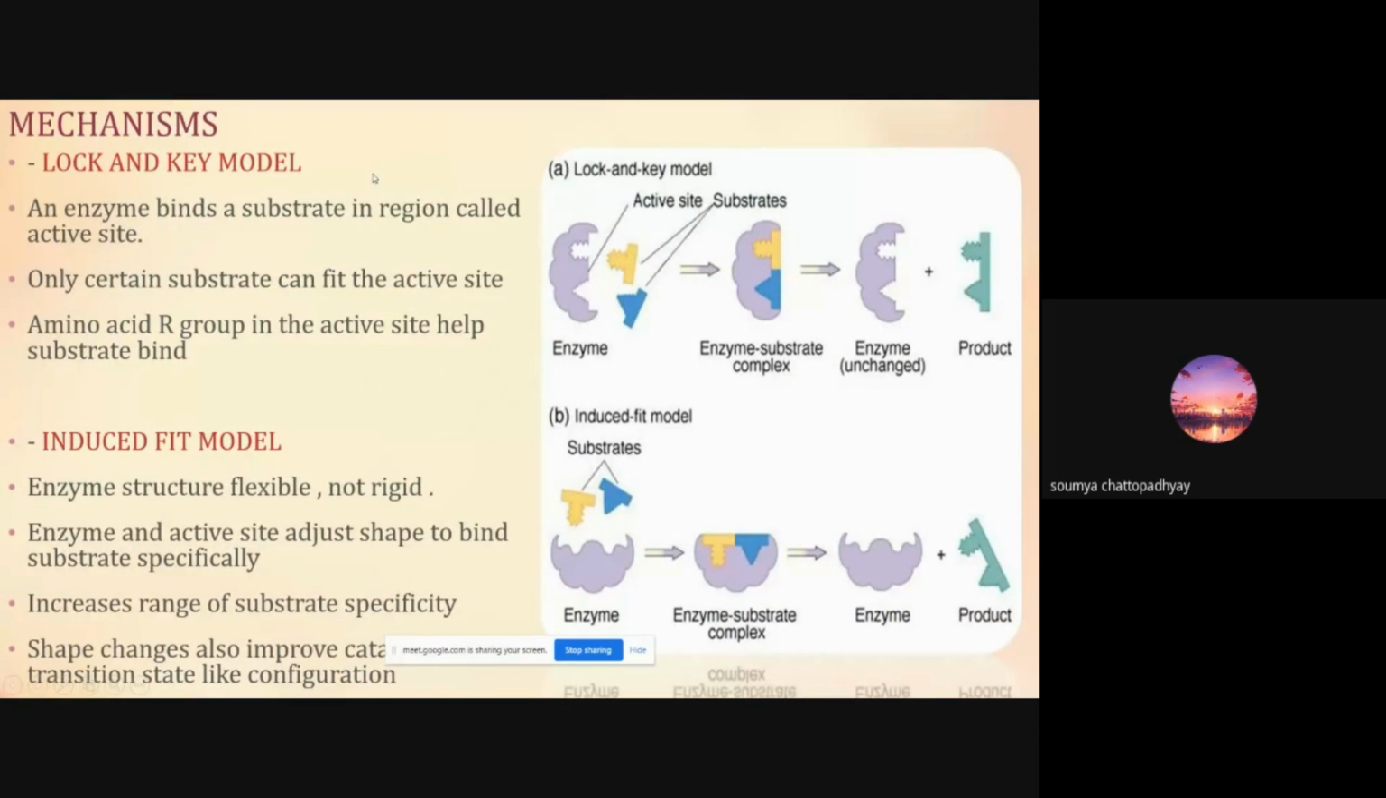Now the enzyme substrate complex, which I was talking about, can form in two ways. The first mechanism is the lock and key model, and the second is induced fit. To explain the lock and key model, I will just give an example. As the name suggests, suppose there is a lock, and each lock has its specific key. Without the specific key, you can't open the lock. In a similar way, the shape of the enzyme will not change, so the shape of the substrate has to be specific. A specific substrate is going to fit into the lock, that is the enzyme.